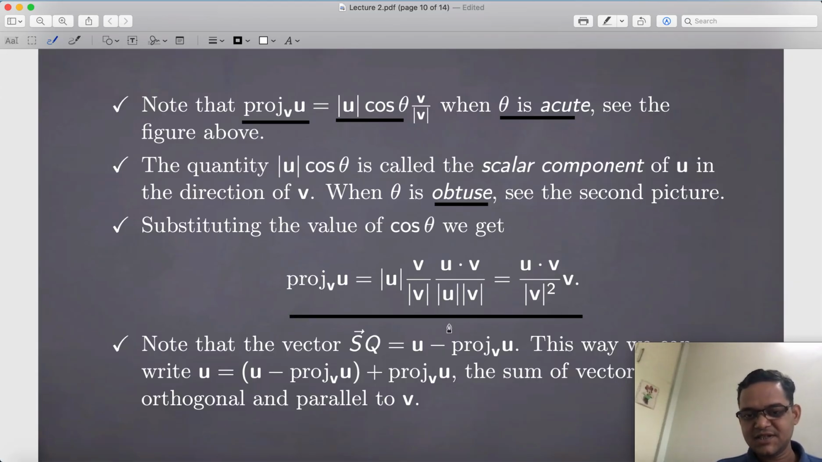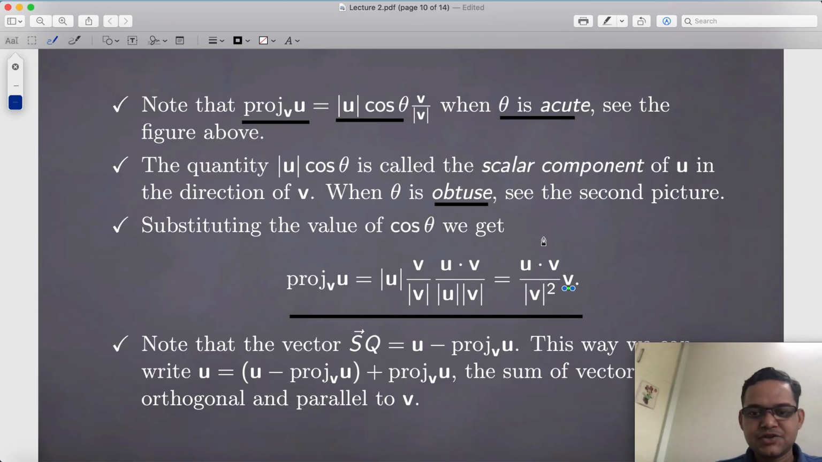So I have substituted this quantity for cosine of theta, so I get this thing resulting. Okay, so projection of u onto b is u dot b, and in the denominator you have mod b square. So this is the scalar quantity, and the b is the vector. Okay, so its direction is basically determined by the direction of b, and this is going to be the scalar.